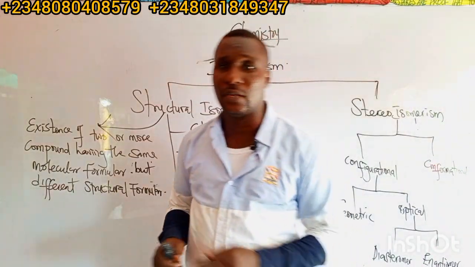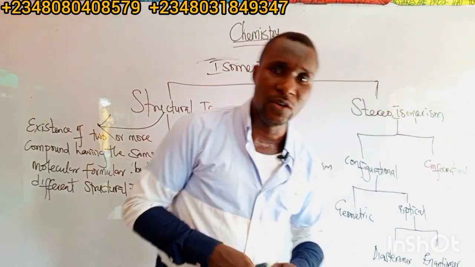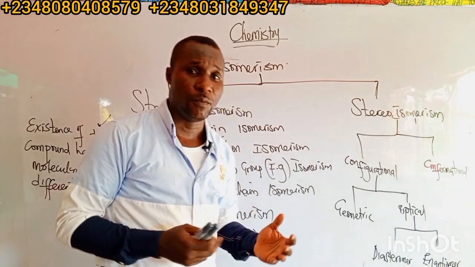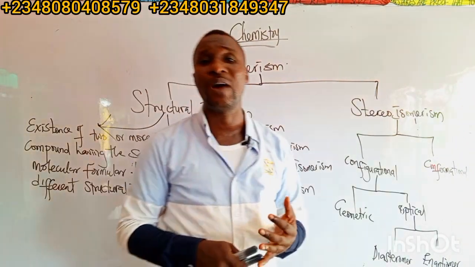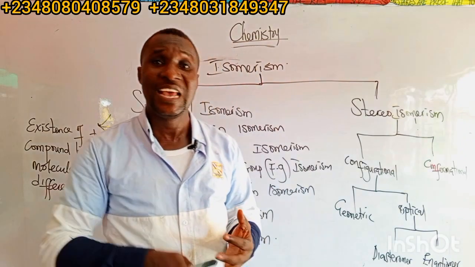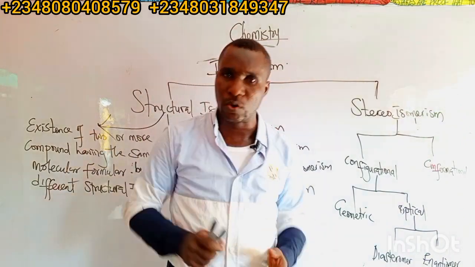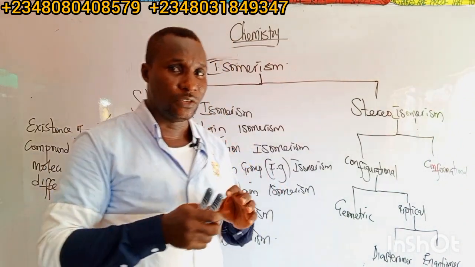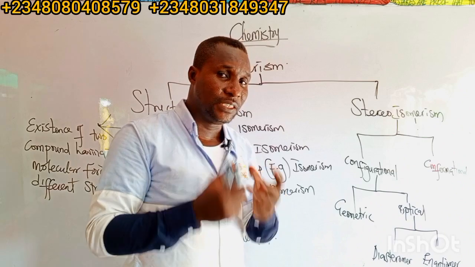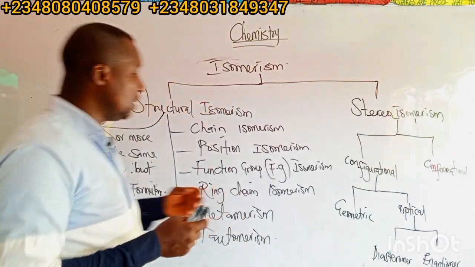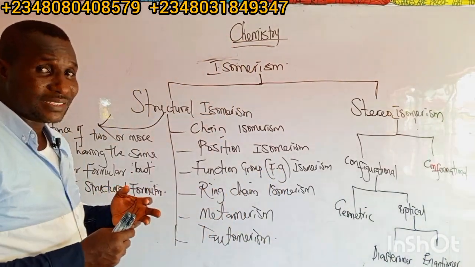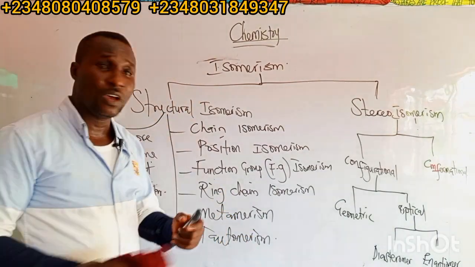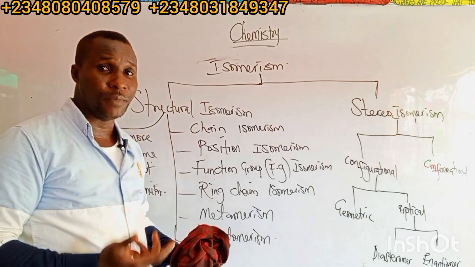Existence of two or more compounds having the same molecular formula but different structural formula. The difference in their structural formula makes them have different chemical properties and different physical properties. Take note of that. Let me give you the characteristics of structural isomerism.